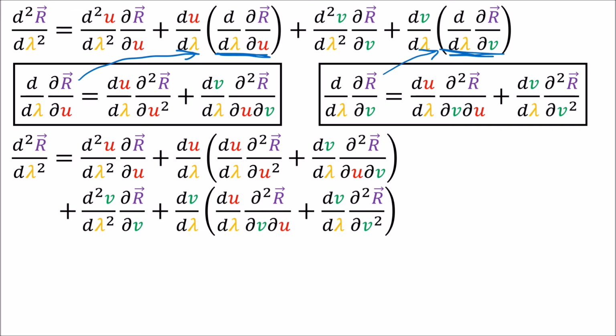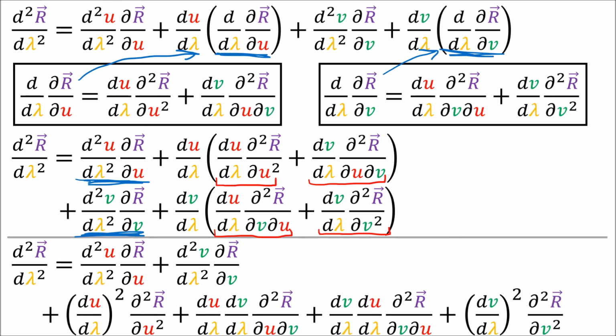You'll notice that with this big expression, we have two types of terms. These two terms here only involve the first derivative of the position vector r. So we know that these exist in the tangent plane, since first derivative velocity vectors are always tangent vectors. But these other four terms involve second order derivatives of the position vector r, so we don't know if these lie tangent to the surface or not.